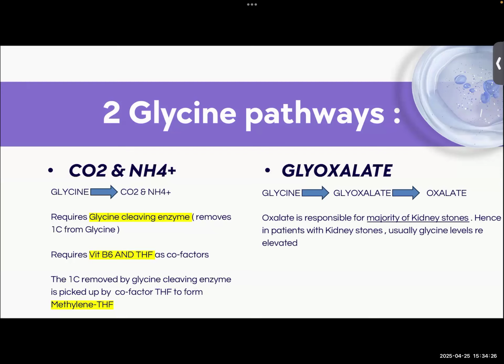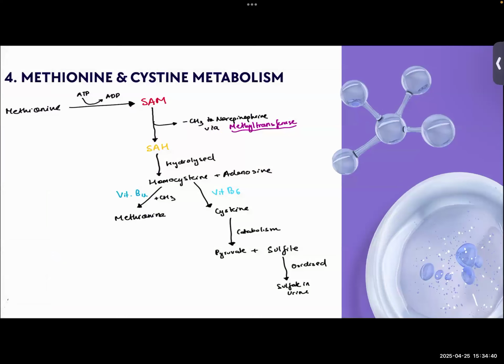And the reason for this, obviously, is because if the glycine levels are elevated, then there'll be more glycine breakdown. And more glycine breakdown means more oxalate. More oxalate means a higher chance of precipitation. Higher chance of precipitation means kidney stones. So I hope that's clear. So we're done with 3 pathways. We just have 3 left.